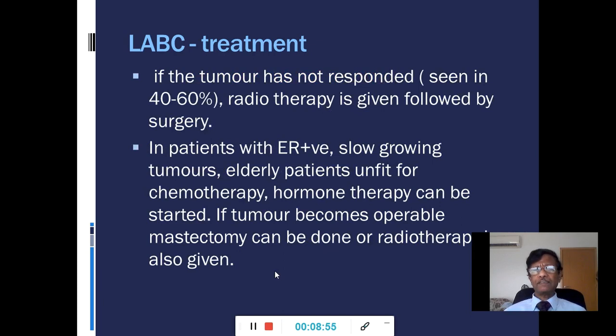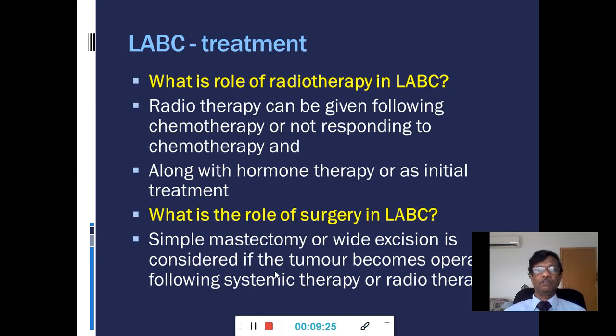If the tumor has not responded, that is what I told, seen in nearly 40 to 60% of cases, the tumor response will not be there. So radiotherapy has to be given, followed by surgery. And in patients with ER positive cases, slow growing tumor, and elderly patients unfit for chemotherapy, neoadjuvant hormone therapy can be started, and if the tumor becomes operable, mastectomy can be done and radiotherapy also can follow. So that is the one.